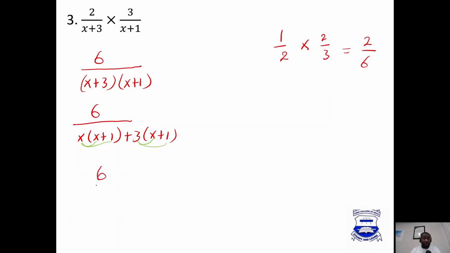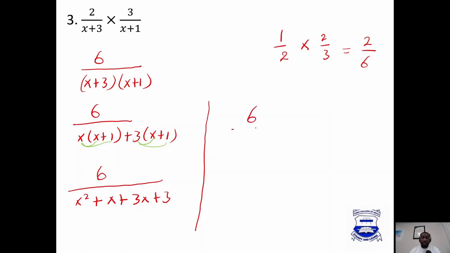So now I have 6. X multiplied by x, I have x squared, plus x times 1, I have x, plus 3 times x, I have 3x, and then 3 times 1, I have 3, right? So let me continue from here. 6 all over. We can now combine this. Basically, the same thing repeats itself. X squared plus 4x plus 3, and you're done.